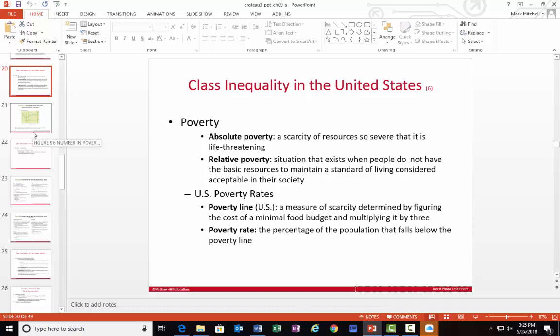One is absolute, which is life-threatening. You don't have basic necessities. And relative poverty is you don't have maybe things that you want that really aren't life-threatening.